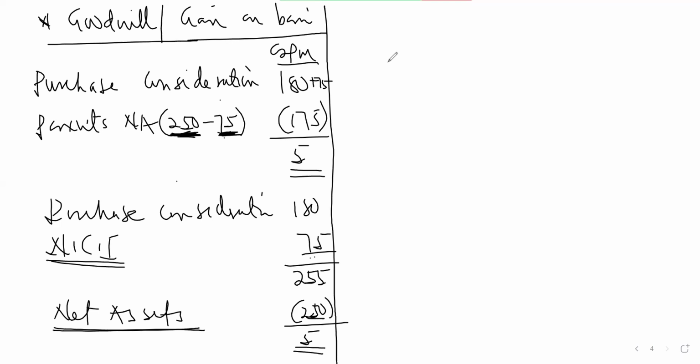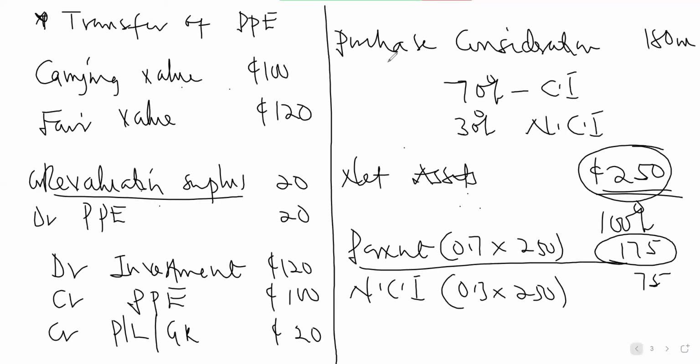Let's come here. Okay, let's see the purchase consideration. So this is proportionate. A situation where you just find the non-controlling interest by multiplying their percentage holding by the net asset is what we call the proportionate method. That is what we call the proportionate method.